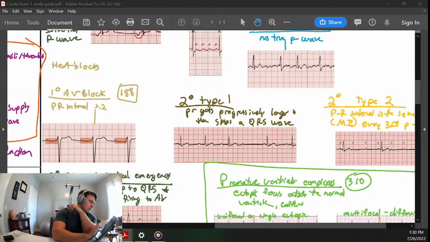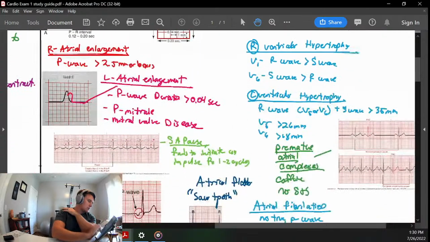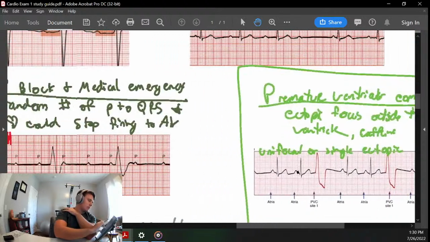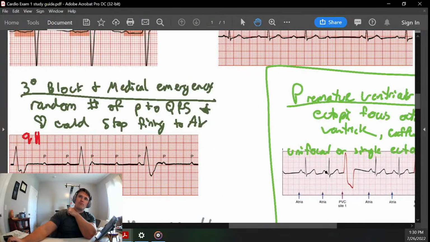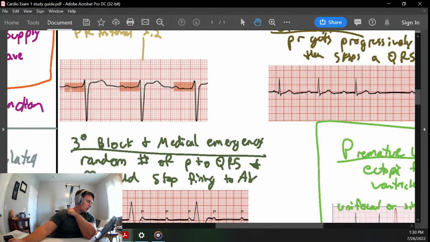So if the PR interval is greater than 0.2 seconds, which one block is 0.2 seconds here, so that's pretty easy to remember. So as you can see here, this PR interval, so here's your P, here's your R. You can see it is almost 1.5. So you know that that's too long there.